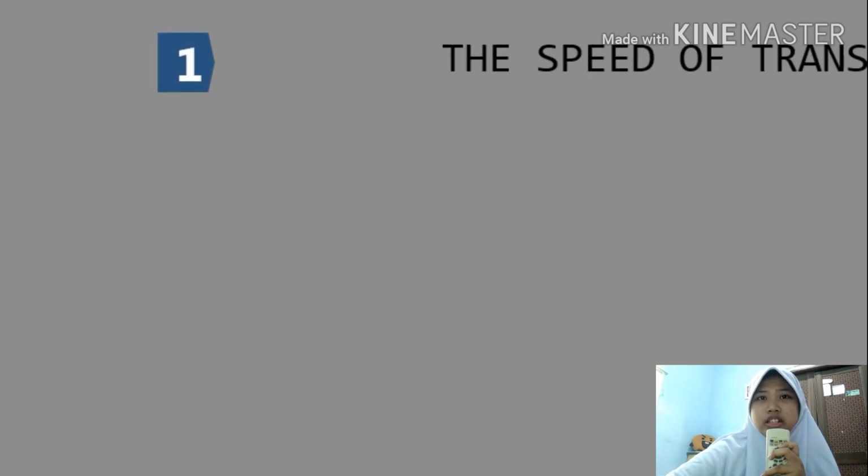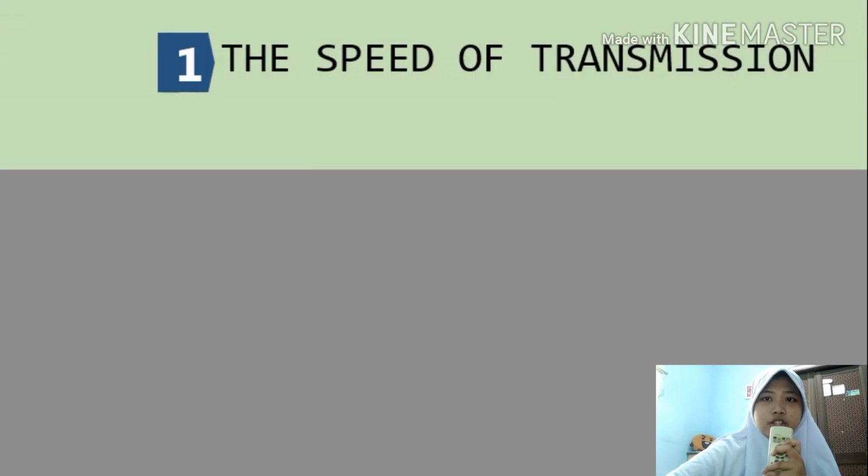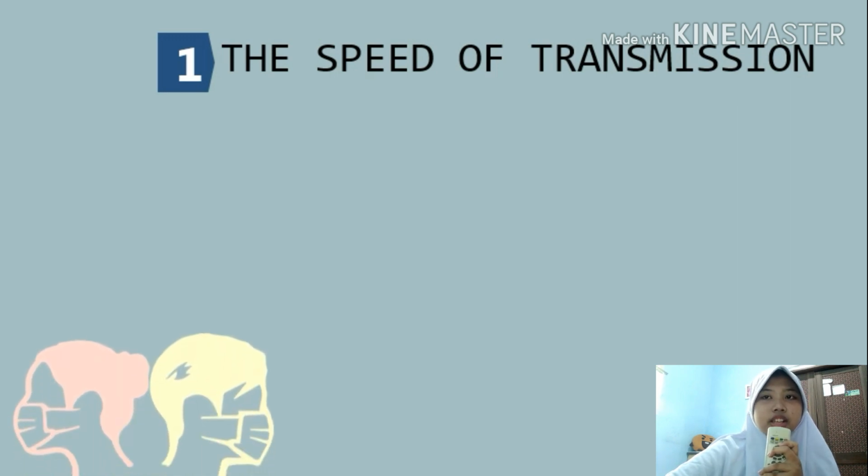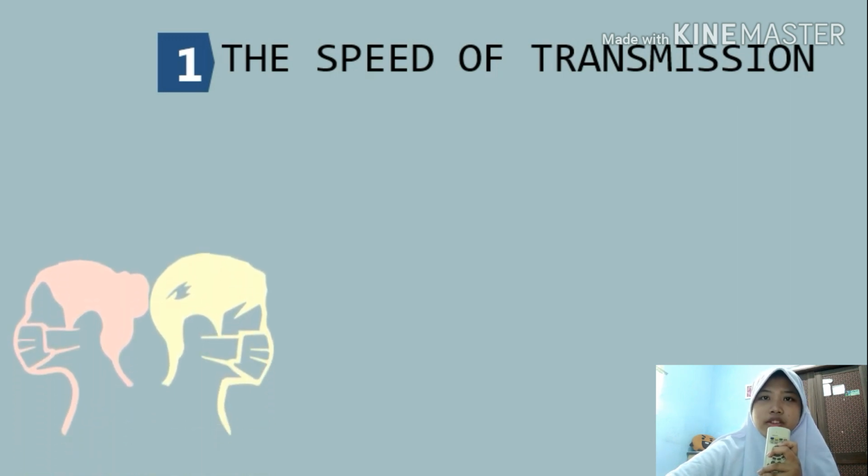The first difference between COVID-19 virus and influenza virus is the speed of transmission. This is an important point of difference between the two viruses. Influenza has a shorter median incubation period and shorter serial interval than COVID-19 virus.